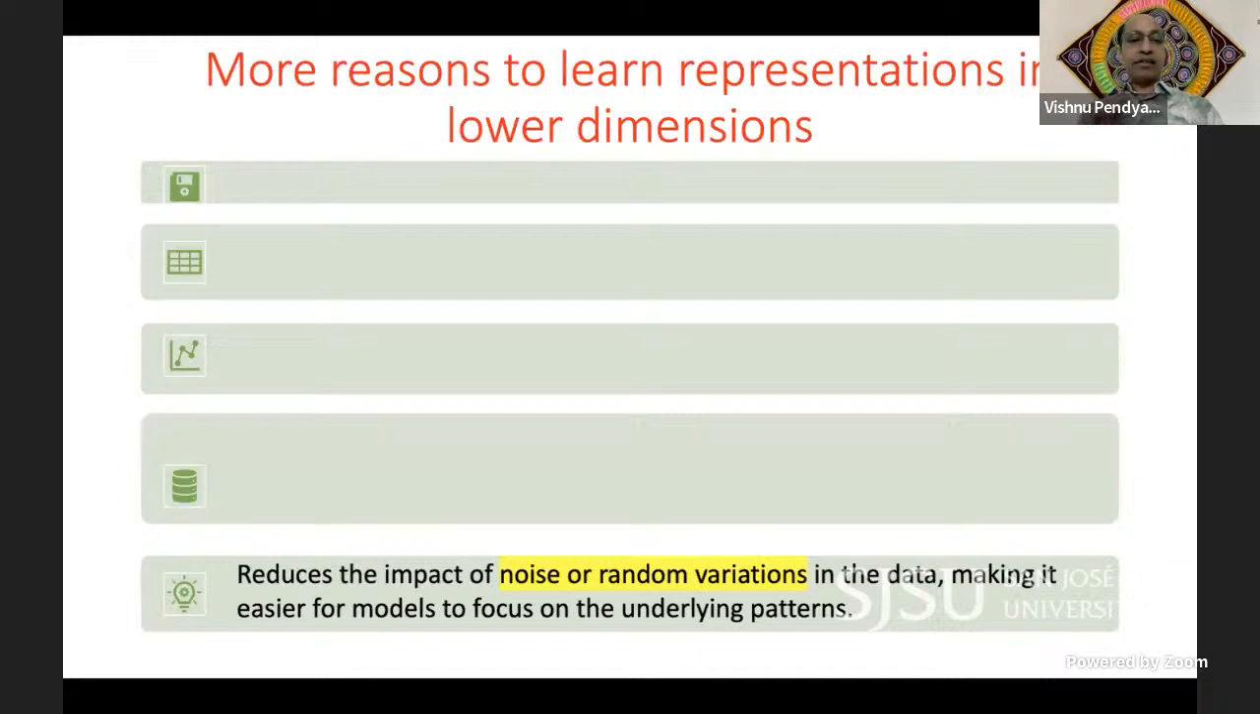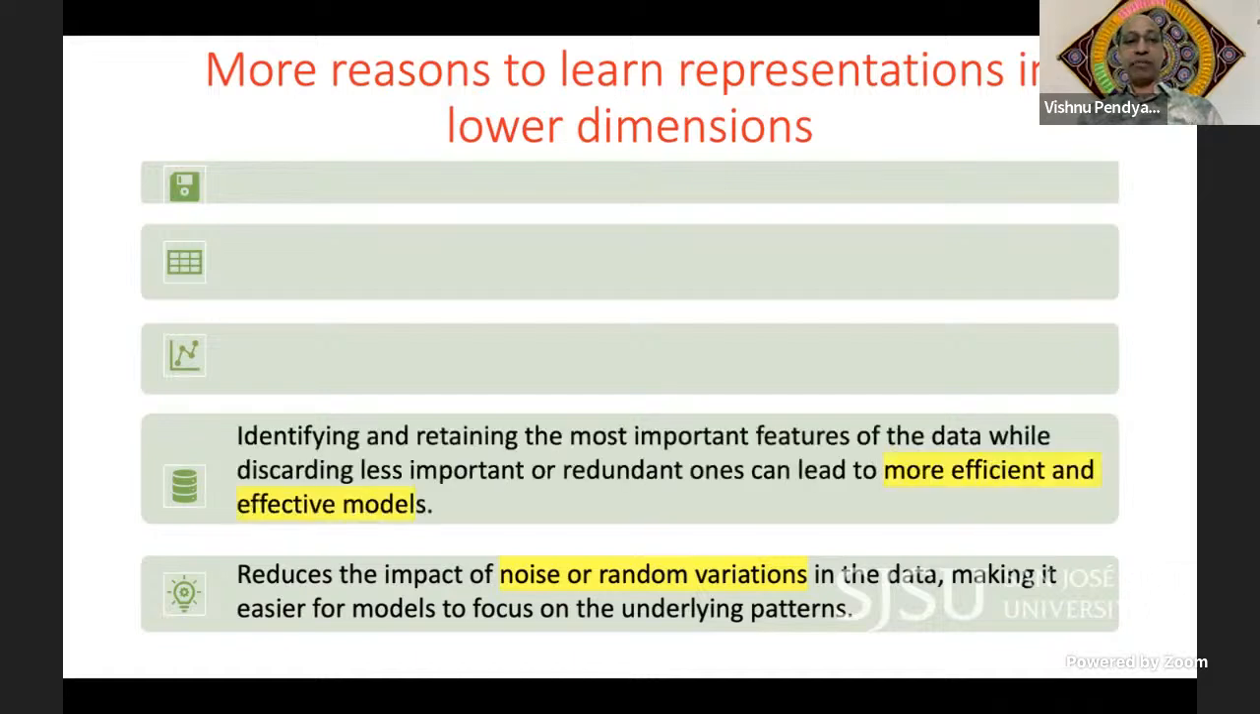So another is reducing dimensions would also cause noise to be reduced, because when you drop dimensions, which are features, dimension, feature, column in a table, these are all used synonymously. They mean the same. So irrelevant features and correlated features don't add much value. So when you drop those features, the noise will also be reduced. So that's one advantage of learning representations in lower dimensions.